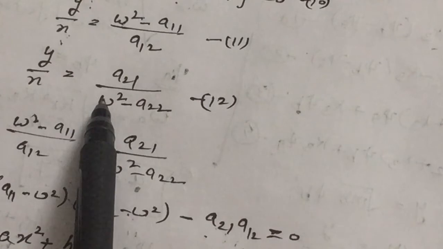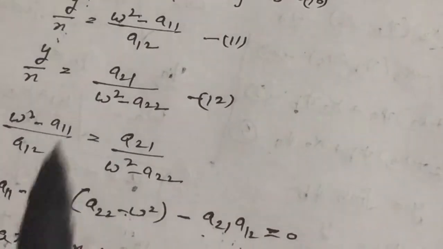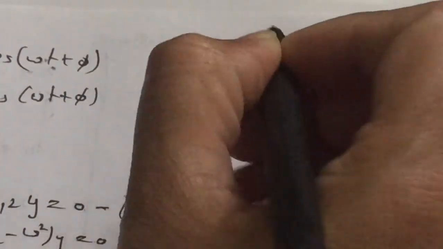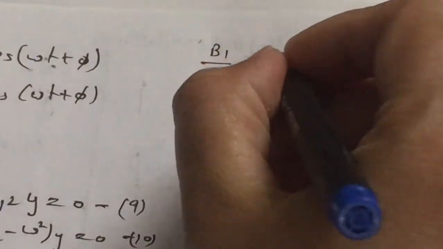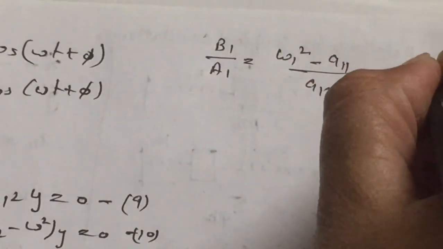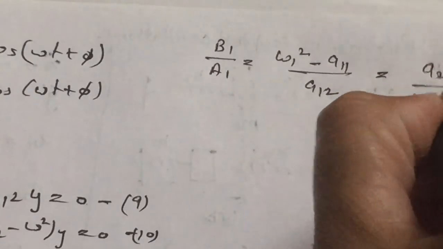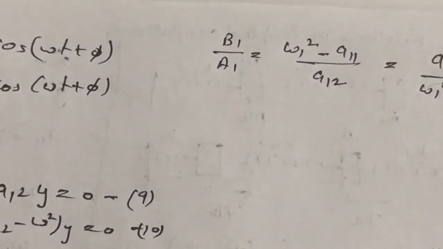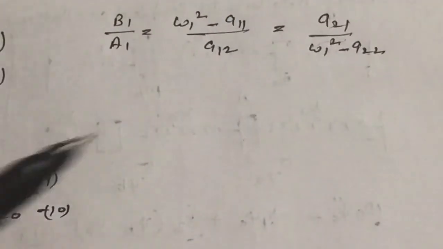So these are the two types of equation which we can obtain, as there are only two types of simple harmonic motion shown by our system. So b1 upon a1 should be equal to omega 1 square minus a11 over a12, or we can say that this is equal to a21 over omega 1 square minus a22, by using equation number 11 and equation number 12.